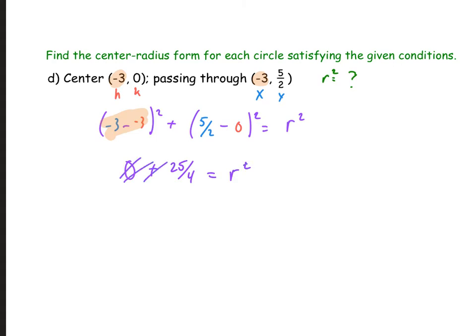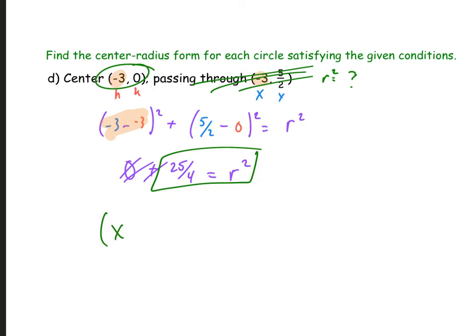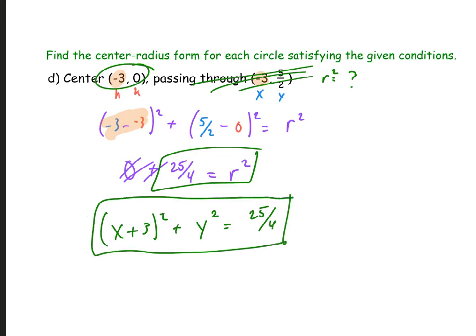So now that we know what r squared is, again, make sure that you grab the center and not the other point. So x minus -3, so x plus 3 squared, and then plus y minus 0, which of course is just y squared, and then r squared was 25/4. All right, don't worry too much about the fraction problems. They tend not to be too bad because of the way they word them for you.